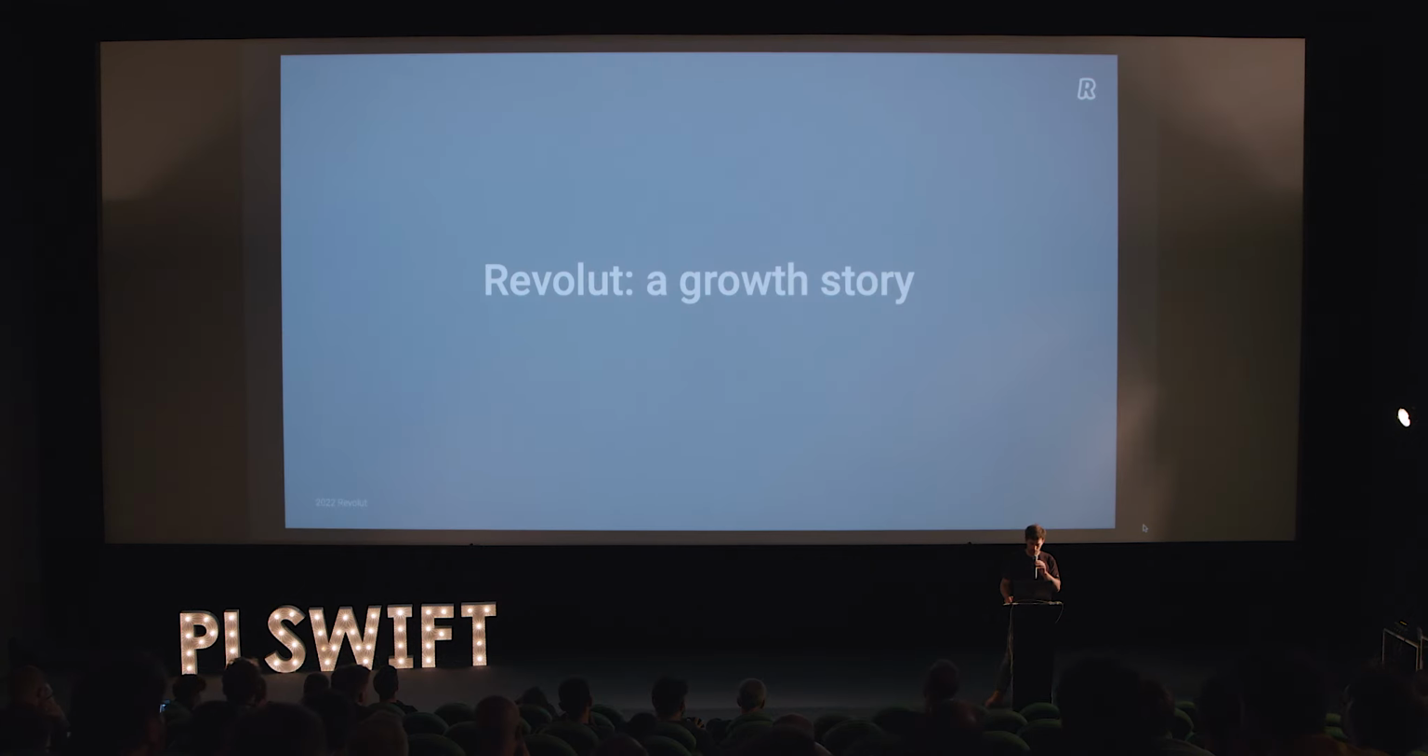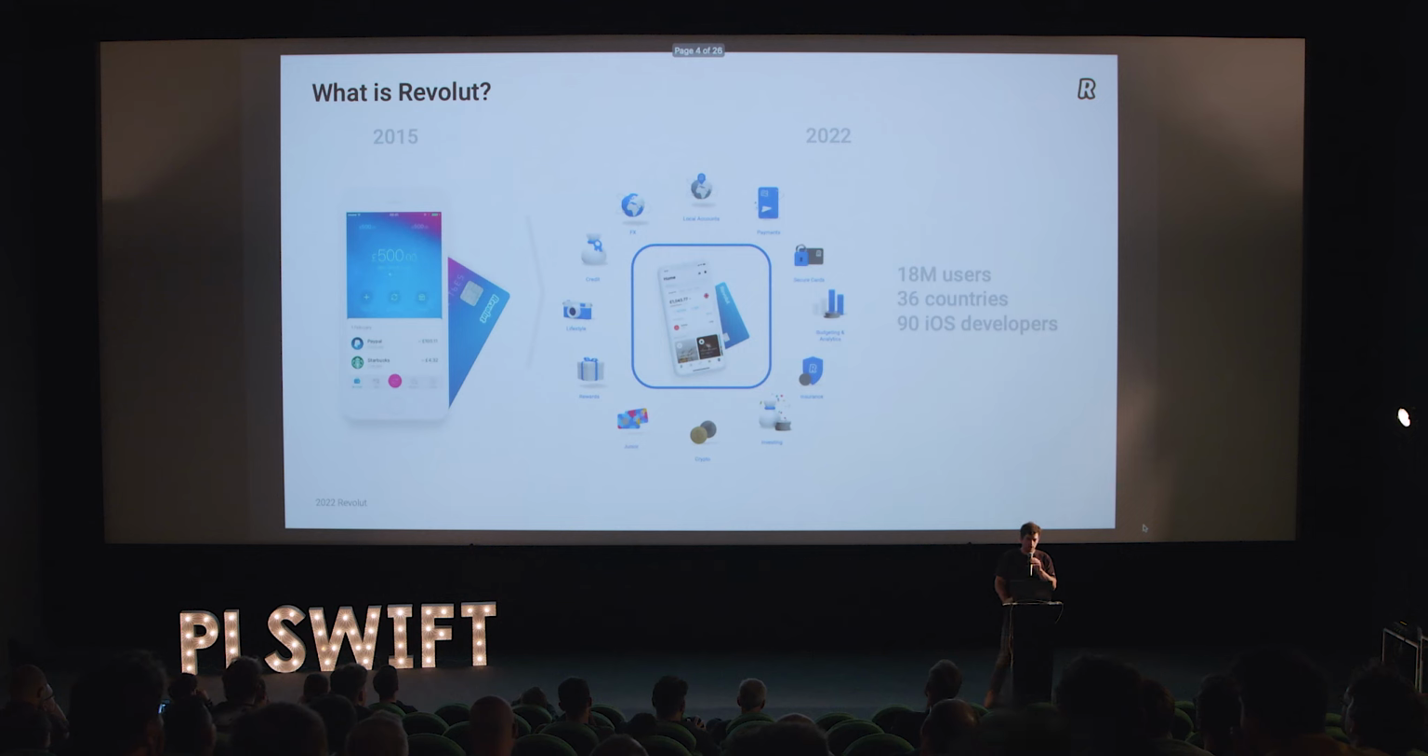So let's go with a bit of Revolut. For who doesn't know who is Revolut, we're a bank. At the beginning, we started in 2015, mainly focused on people traveling, because the app was basically having great exchange rates and was super easy to get cash abroad. Moving on to today, we are a super app that is offering a range of products from investment, insurances, personal financing, crypto. We have 18 million users, 36 countries, 90 iOS developers.